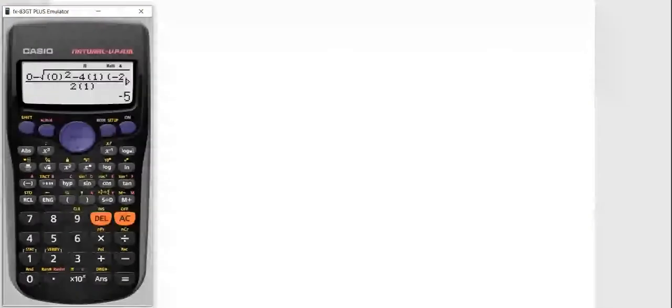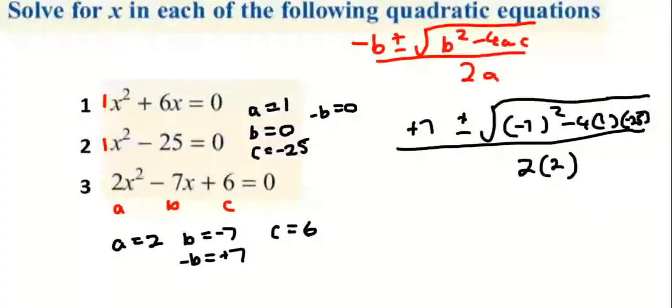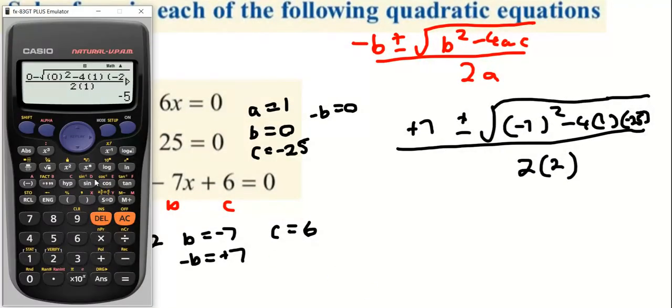Get the calculator out, ready to go. Sorry, my fault. Now change the a value to 2. There it is there. Change the b value to 7. Change it to a plus to begin with. Then you have minus 7 for the b squared. And 4 times 1 times minus 25.